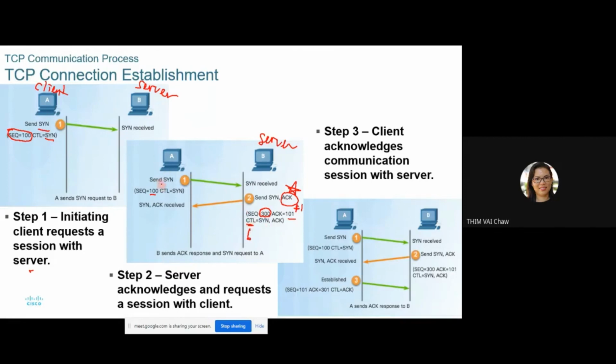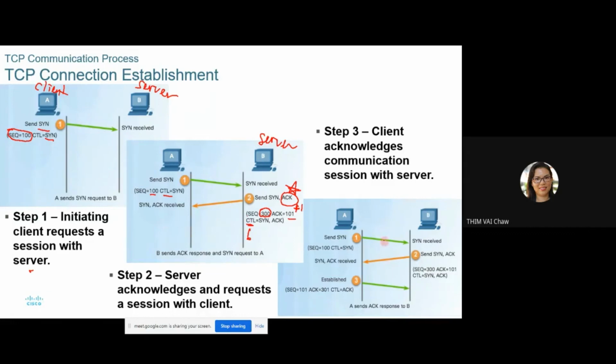In the first step, he is sending a sequence number. That's why the control bit is only synchronize. They do not do any acknowledgement. This is what we mentioned. So this means that the server will do the acknowledgement. At the same time, the server also requests to establish the connection with the client. Not only does the client request to establish the connection with the server, the server side also needs to request to establish the connection with the client.